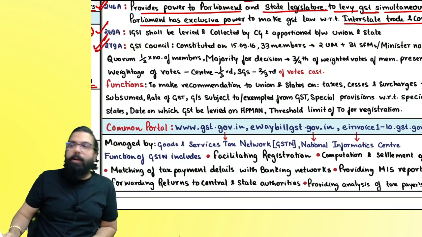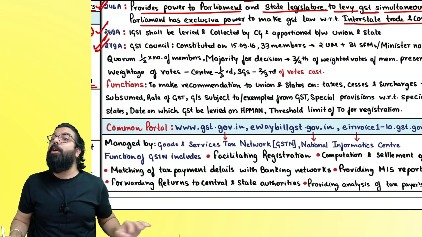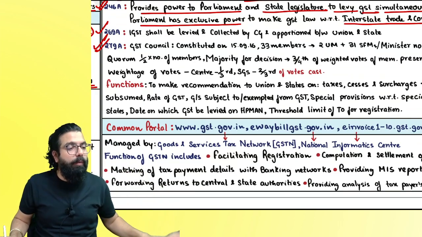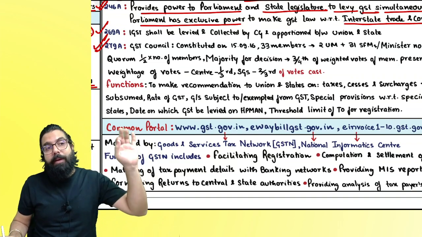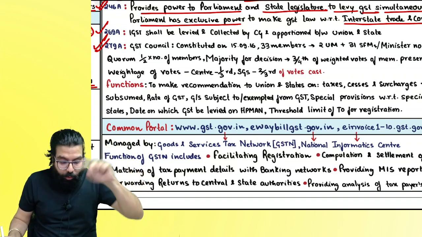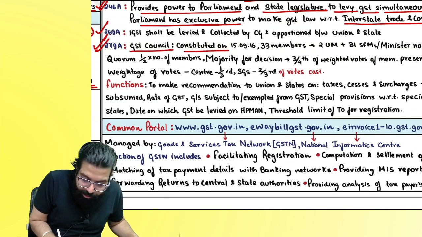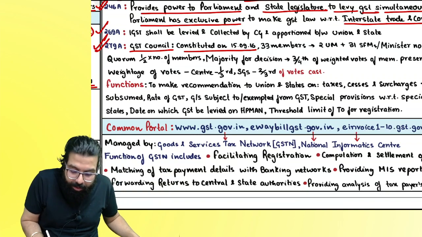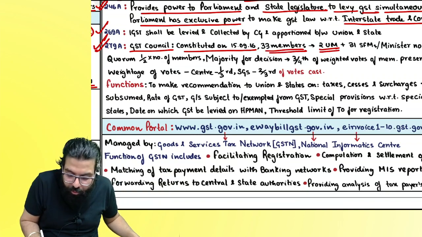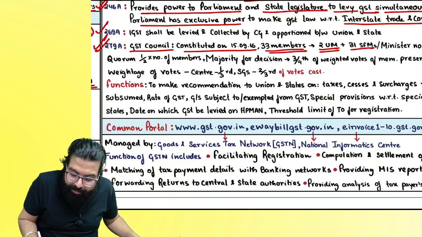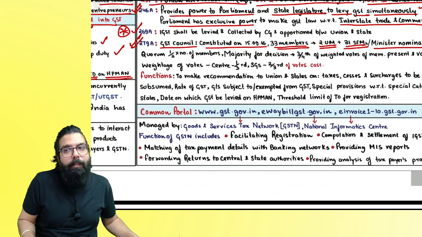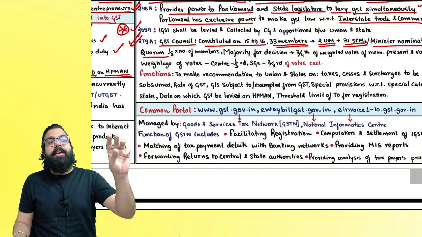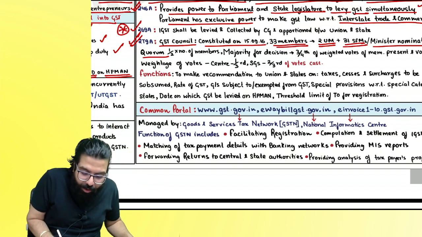Then we have Article 279A, which talks about the GST Council. The GST Council provisions became effective on what date? 12th of September 2016. But the GST Council was constituted on what date? 15th of September 2016. There are 33 members, which are 2 union members and 31 state finance ministers or ministers nominated by that state. Quorum for the meeting out of 33 is how much? 17, half of the number of members.